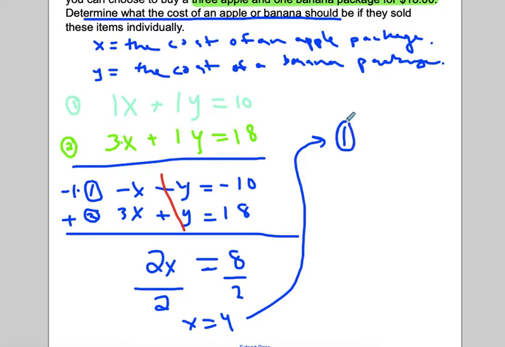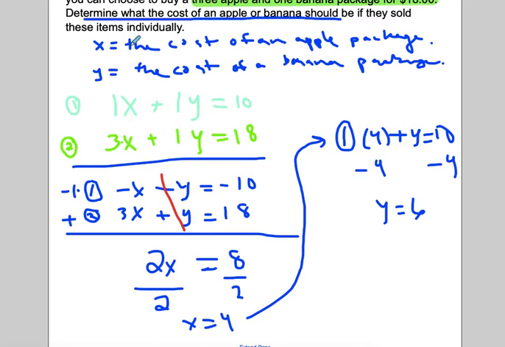Equation 1 is a really nice equation. Oh, they're both nice, but 1 has smaller numbers. So this is like x, which I found to be 4, plus y equals 10. And 4 plus what is 10? Well, 4 plus 6 is 10. Otherwise, if you're doing the work, you're going to be subtracting 4 along the way, and you're going to get y equals 6.